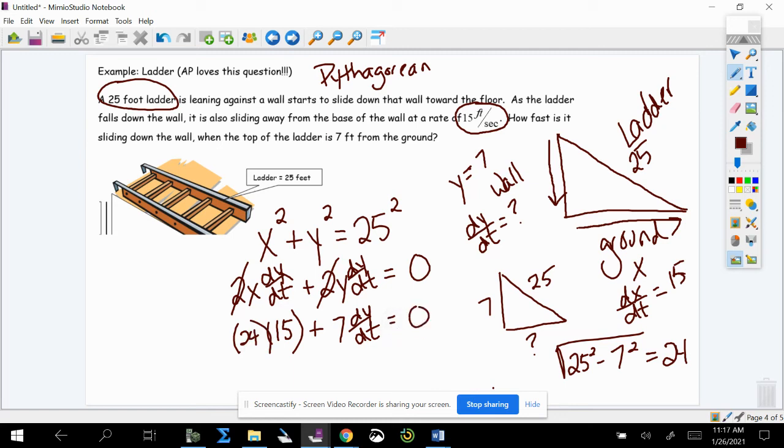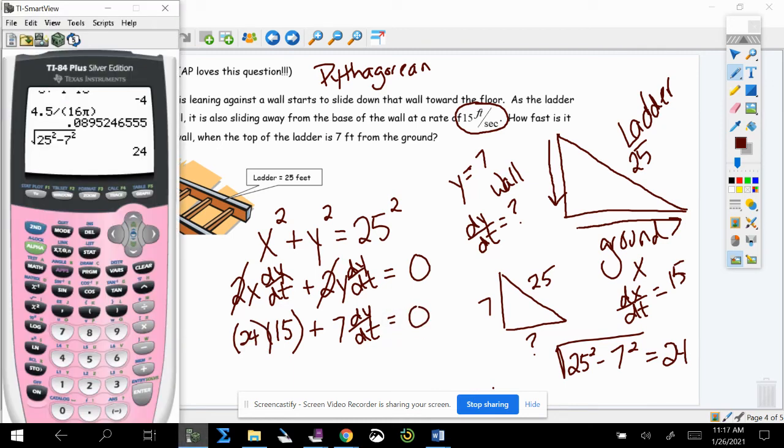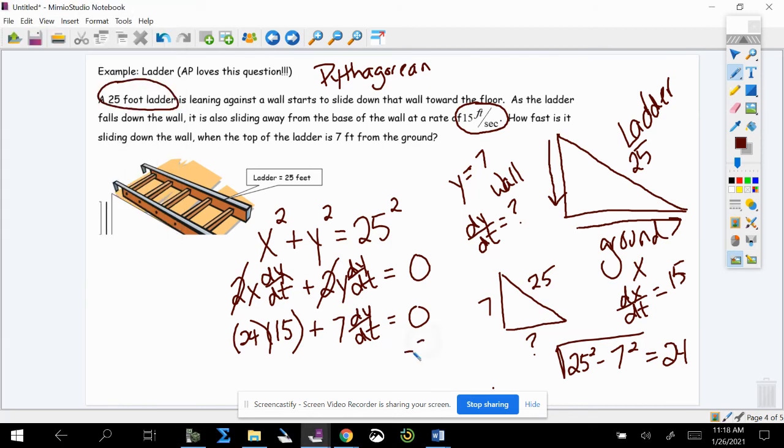And that equals 0. So I'm going to multiply the 24 by the 15 and subtract that to the other side. So multiply that by 15, I get 360. So I'm going to subtract 360 over here, and that will equal 7 dy dt. And then I'm going to divide by 7, and I do not believe that reduces. So I'm just going to leave it as a fraction. If you want to write it as a decimal, that's fine. Just make sure you go 3 decimal places.